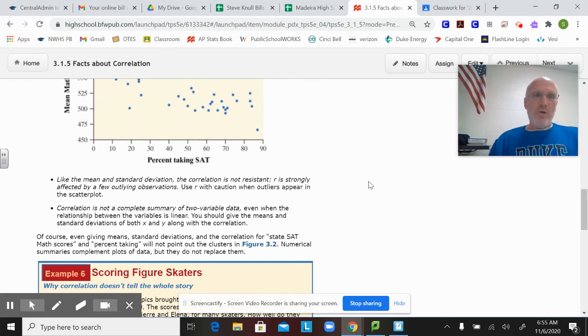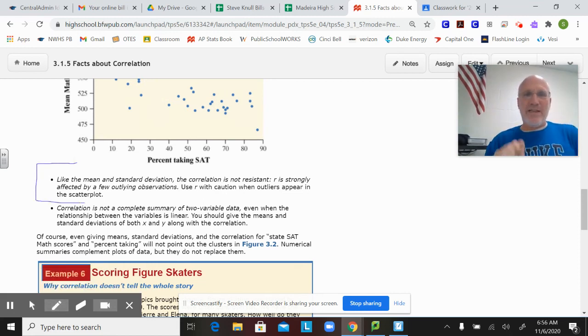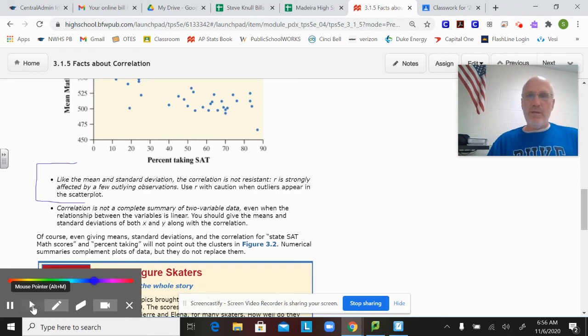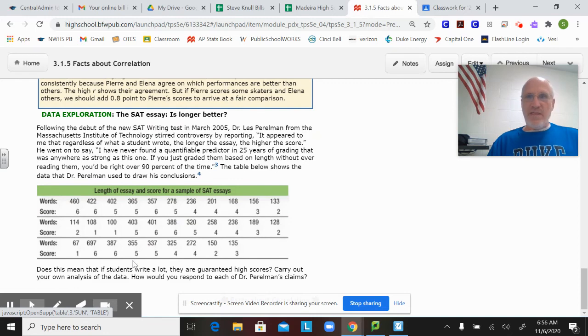All right. I forgot there was one more of these, but this is an important one. Like the mean and standard deviation, the correlation is not resistant, which means it is strongly affected by outlying observations. So when you have outliers, just make sure you're aware of them and what effect they might be having on the correlation coefficient.